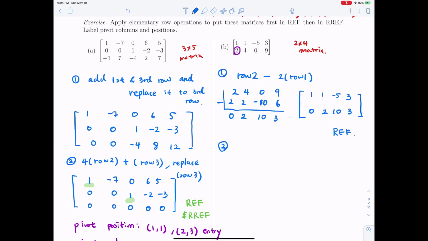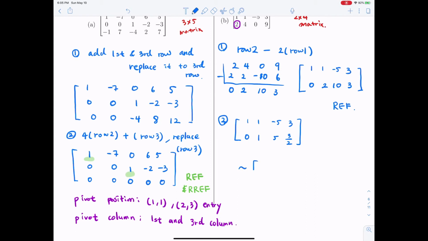And now we have to reduce the second column to get the RREF. So basically, we want to divide by 2 for the second row. And that gives you 1, 5, and 3/2. And this is row equivalent to, so now we want to kill this guy to attain the reduced row echelon form. So we subtract the second row from the first row, and this gives you 1, 0, -10, and I guess it's 3/2, and 0, 1, 5, and 3/2.